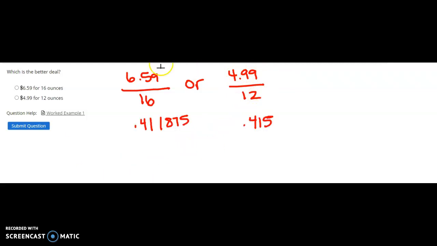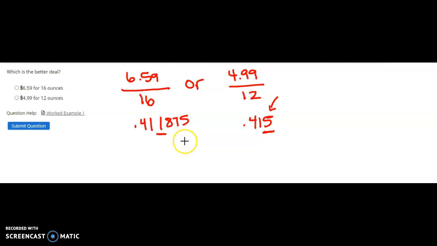Okay, so I calculated each of these on the calculator. 6.59 divided by 16 gave me 0.411875. Because this was the first one I did, I took it out a lot of decimal places. Now this was the second one. As soon as I could see a digit that was different, so 0.41 was the same, but I saw this 5 right here was different than this third digit, I knew I had enough information.